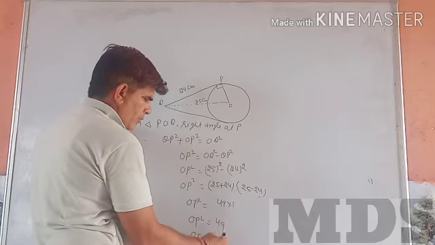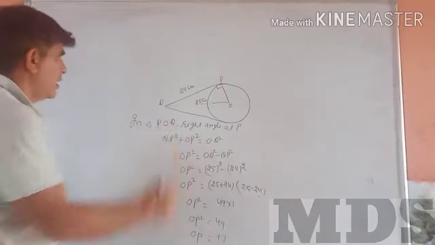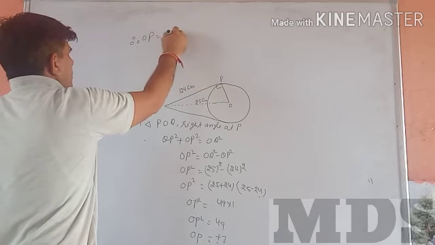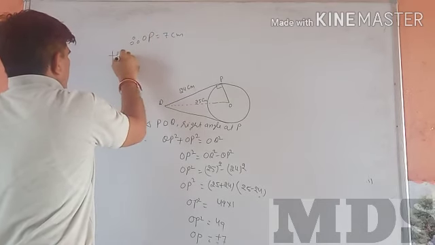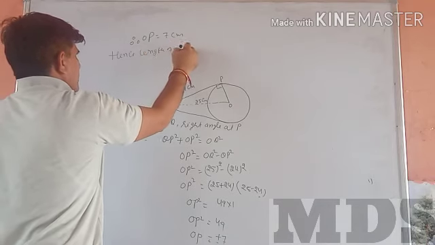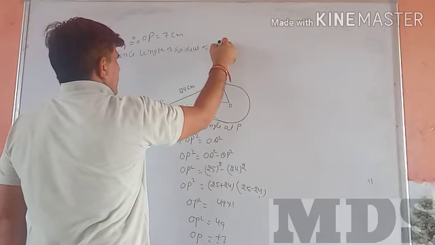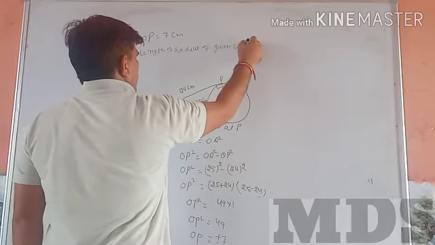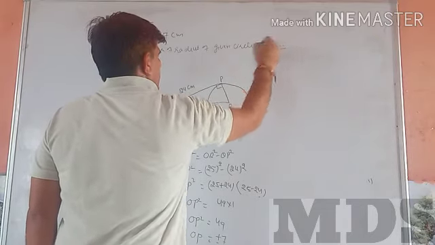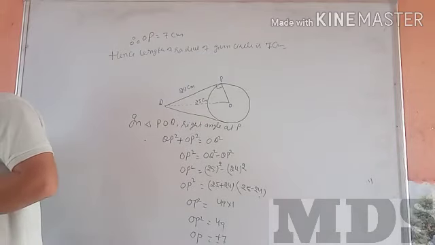OP equals plus minus 7. But radius is never negative. Therefore, OP equals 7 centimeter. Hence, the length of the radius of the given circle is 7 centimeters. In this way you can try to solve this exercise.